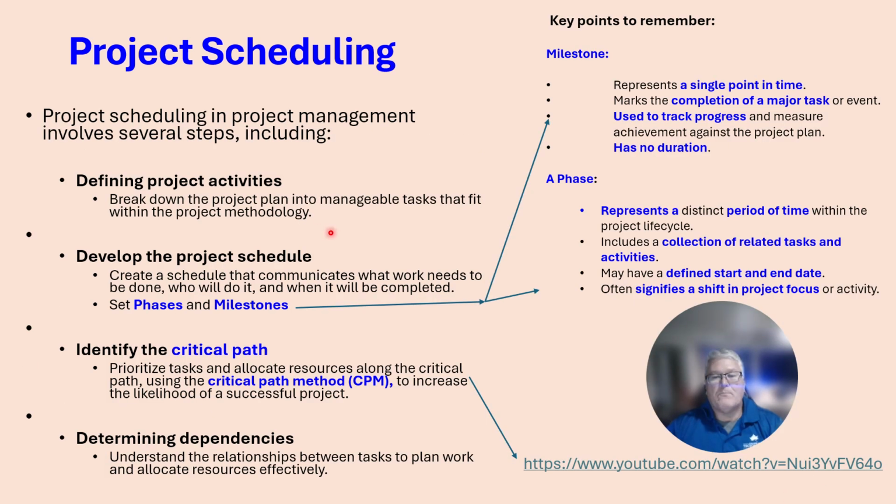Okay, so I'm going to provide a brief iteration of the steps when you're doing the scheduling, and really it's to get to these points to remember. You're going to define the project, the activities, you're going to develop the project schedule, you're going to have phases and milestones, and that gets to my point here. So a milestone represents a single point in time. It marks completion of a task or event. It's used to track progress, and it really has no duration. It's just a road marker that you pass, and you go, yeah, we've passed that milestone.